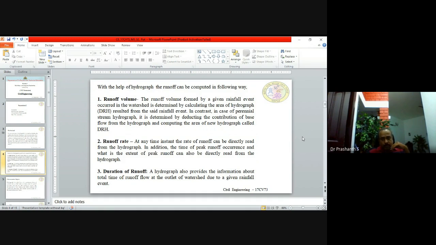We can also compute runoff rate. At any time instant, the rate of runoff can be directly read from the hydrograph. In addition, the time of peak runoff occurrence and the extent of peak runoff can also be directly read from the hydrograph. So these are some of the things which are used from the hydrographs. And duration of runoff: a hydrograph also provides information about the total time of runoff flow at the outlet of the watershed due to a given rainfall event.